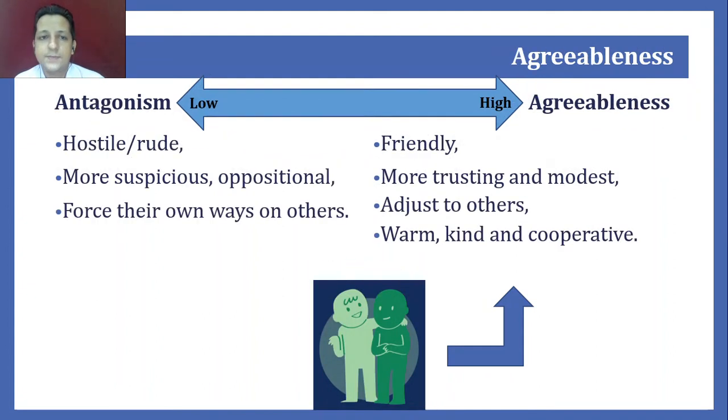The next parameter is agreeableness. See, people who score lower in this parameter are antagonist by nature. That means they may be hostile or rude in their behavior. They may be more suspicious or oppositional by nature, and they try to force their own ways on others. On the other hand, people who are agreeable, that means they are friendly, they are more trusting and modest, they quite adjust to others, and by nature they are warm, kind, and cooperative.